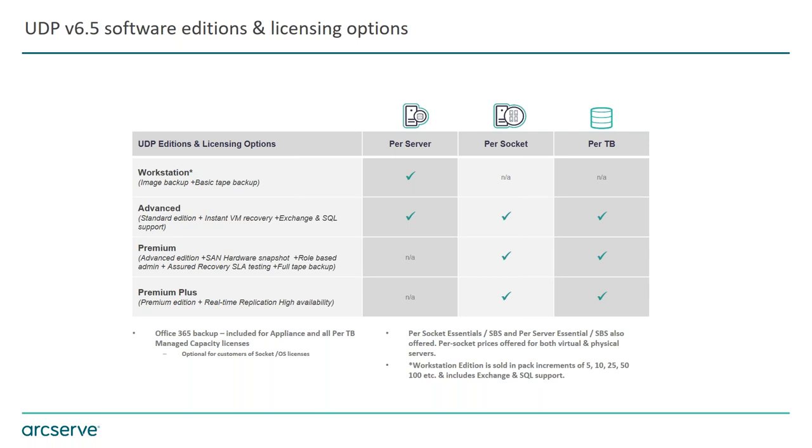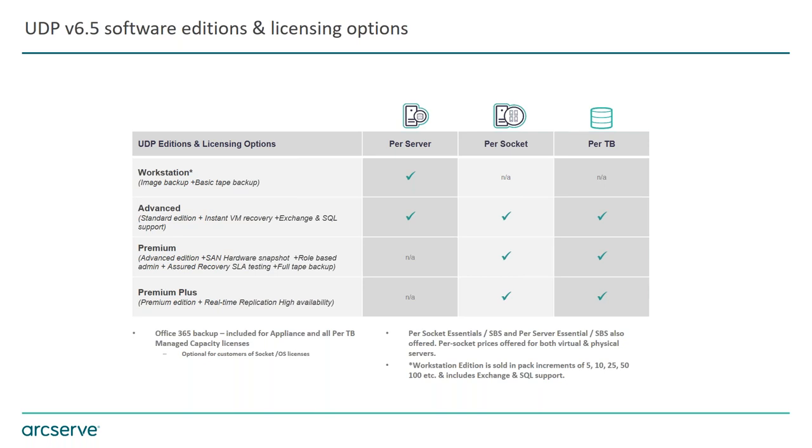And that means you're only licensing the software where you're actually using it. We also have Office 365 licensing. With Office 365, if you're using a per terabyte license, there's no additional cost for Office 365 as long as it's encompassed in your total storage capacity that you're managing. With per socket licensing, you need to license Office 365 on top, and that's licensed by the amount of mailboxes that you're protecting or user accounts in Office 365.